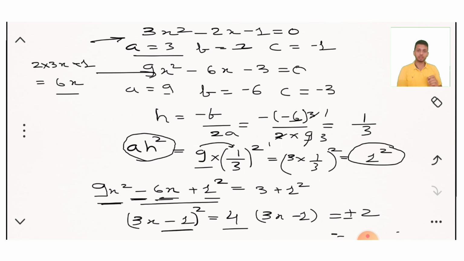Now the case is when the value of a is equal to 1. If you put a equal to 1, you directly get the value of h square only. Whenever the term is simply x square, you just have to square and add the value of h only.